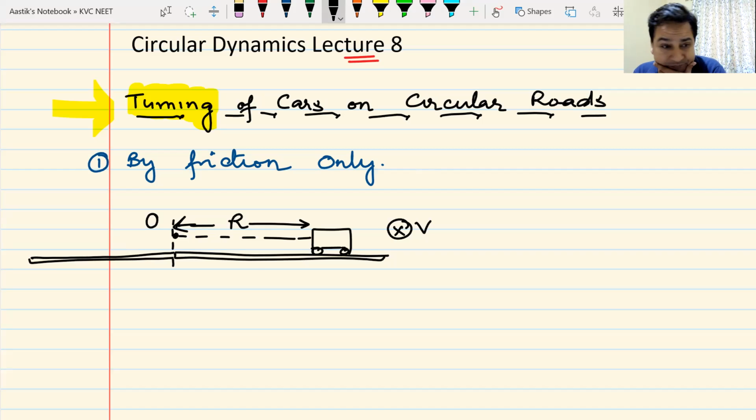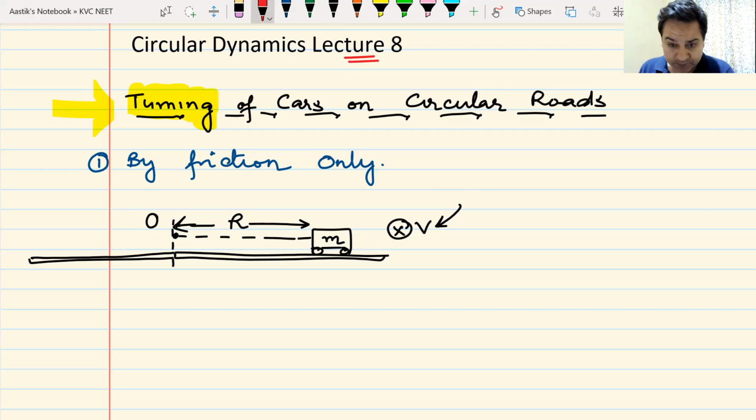Now, instead of this car, this could be a car, this could be a bike, this could be a train. Not train, train runs on track, so let us not forget. Car, bike, bus, truck, anything. It is turning, and the velocity with which it is turning is v. Mass of this car or block, it's not a block, mass of this car is m. Car or bike, bus, truck. Now I have to find out what is giving it the required centripetal force.